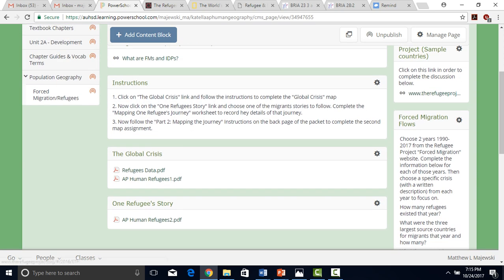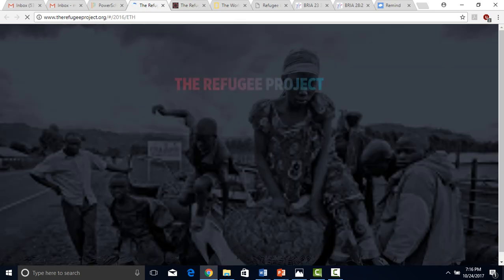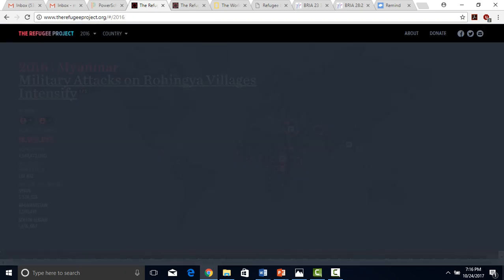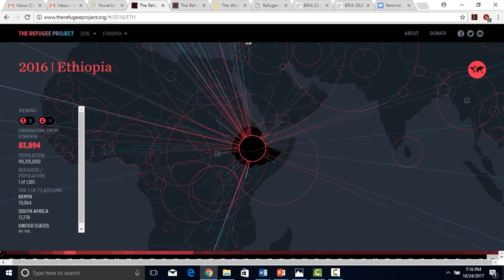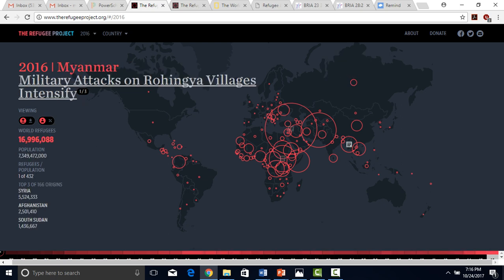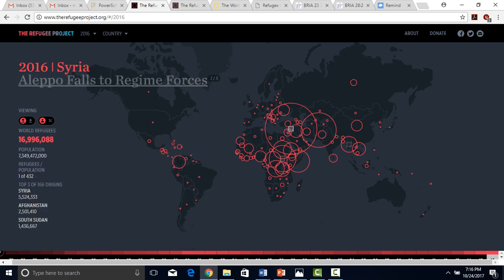Why don't we come on up to the Refugee Project? It's going to take us to an image that looks like this. We are going to click on the world map. That's going to take us to a map of the world. And what's cool here is, let's make sure you're zoomed back out to the world map if it tries to zoom you in. We see a proportional symbol map that shows you all of the refugees that were reported in 2016. And look at this.